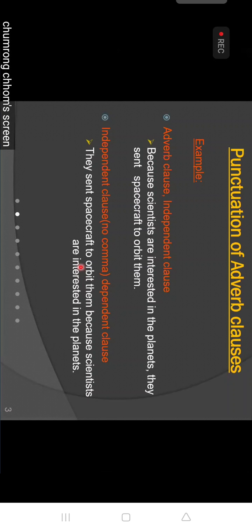So for adverb clauses, they can change their position. They can be put at the beginning with one comma, or at the end after the independent clause, no comma. So you have two ways. You can put it at the beginning, or you can put it at the end. They are the same. So this is the special point about adverb clauses: adverb clauses can change their position. And again, at the beginning, what about the comma?